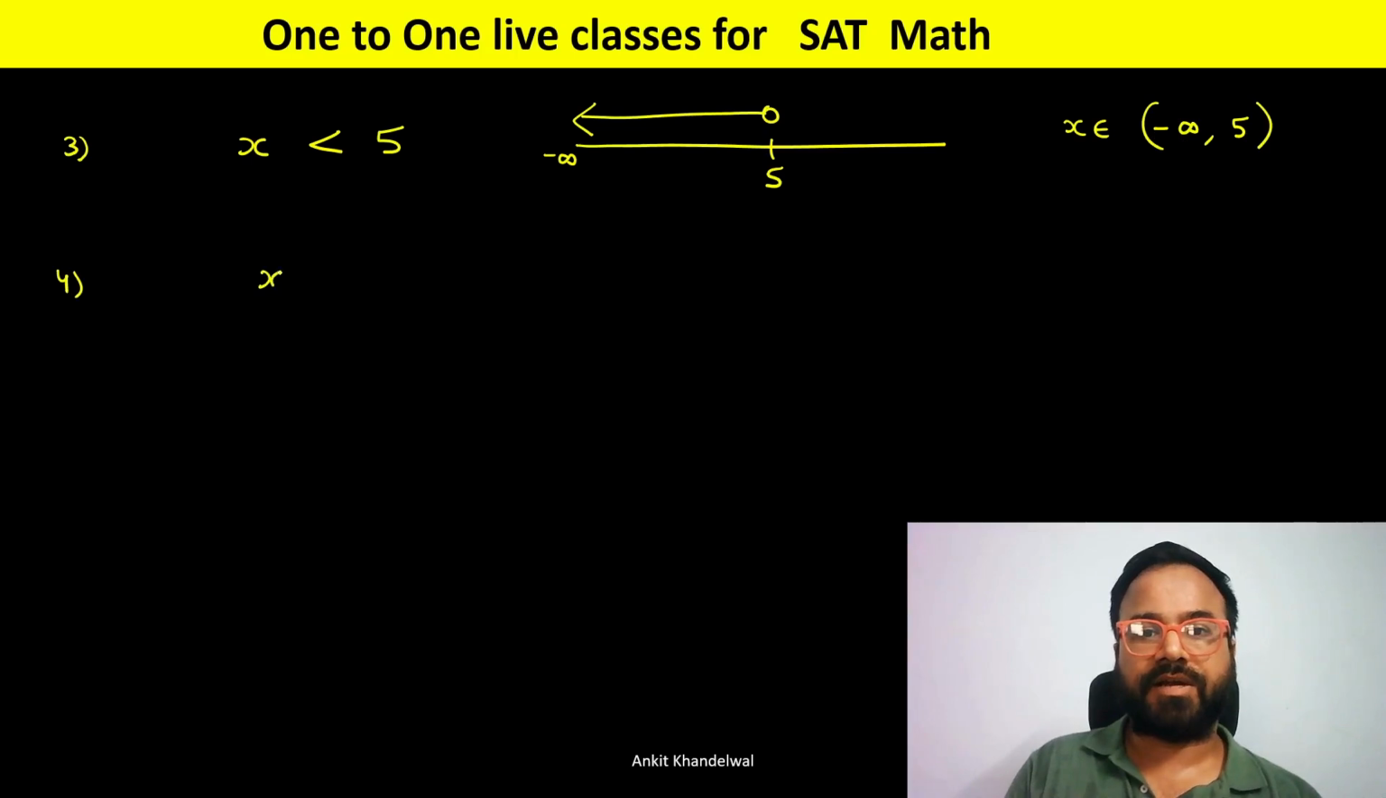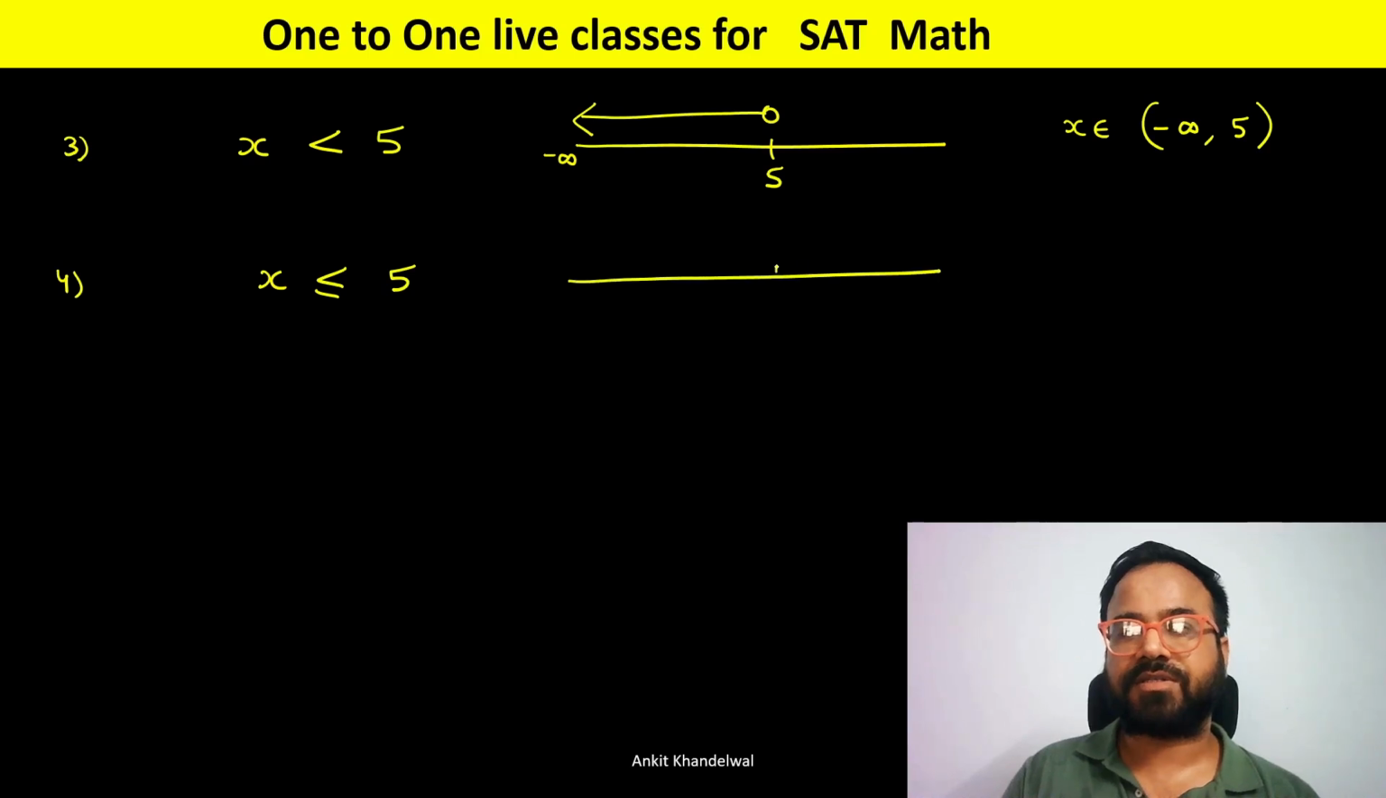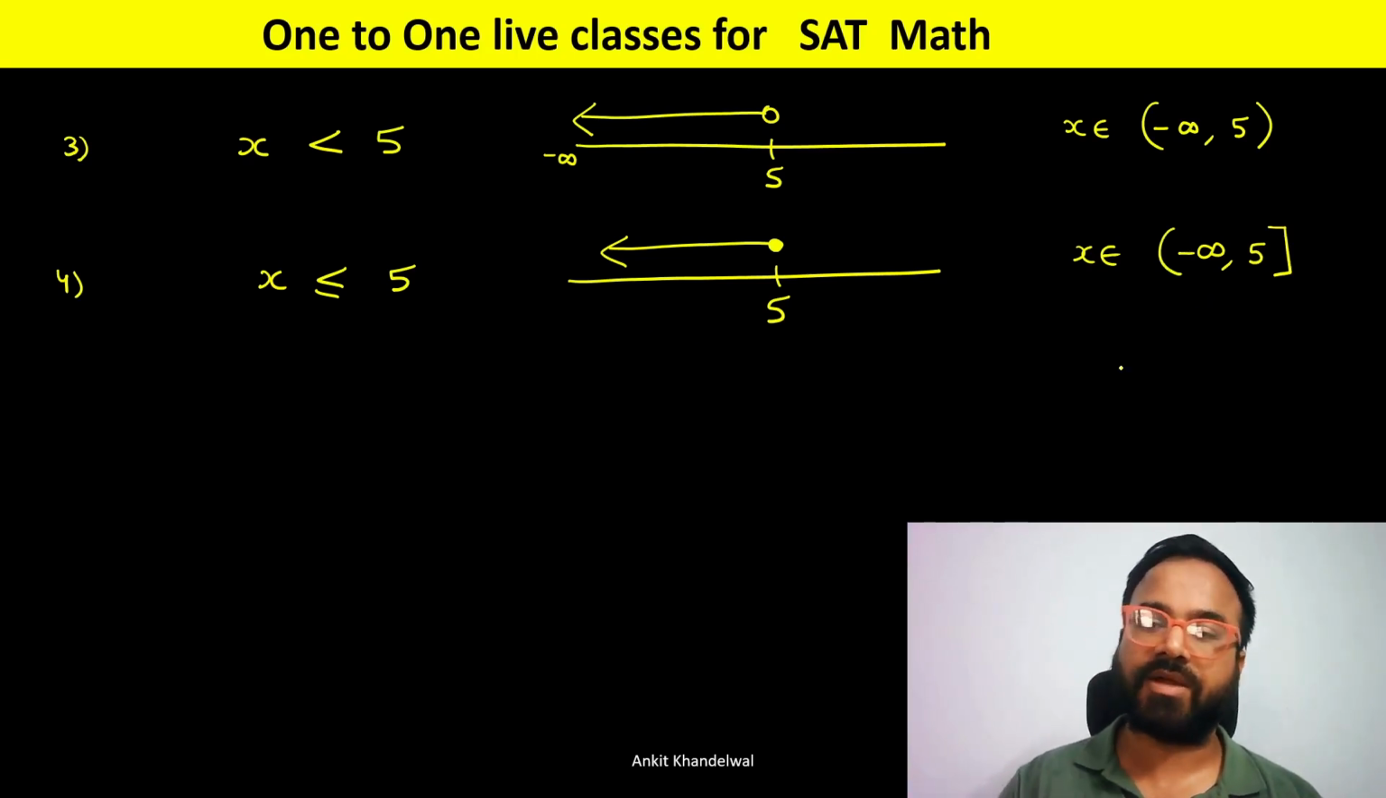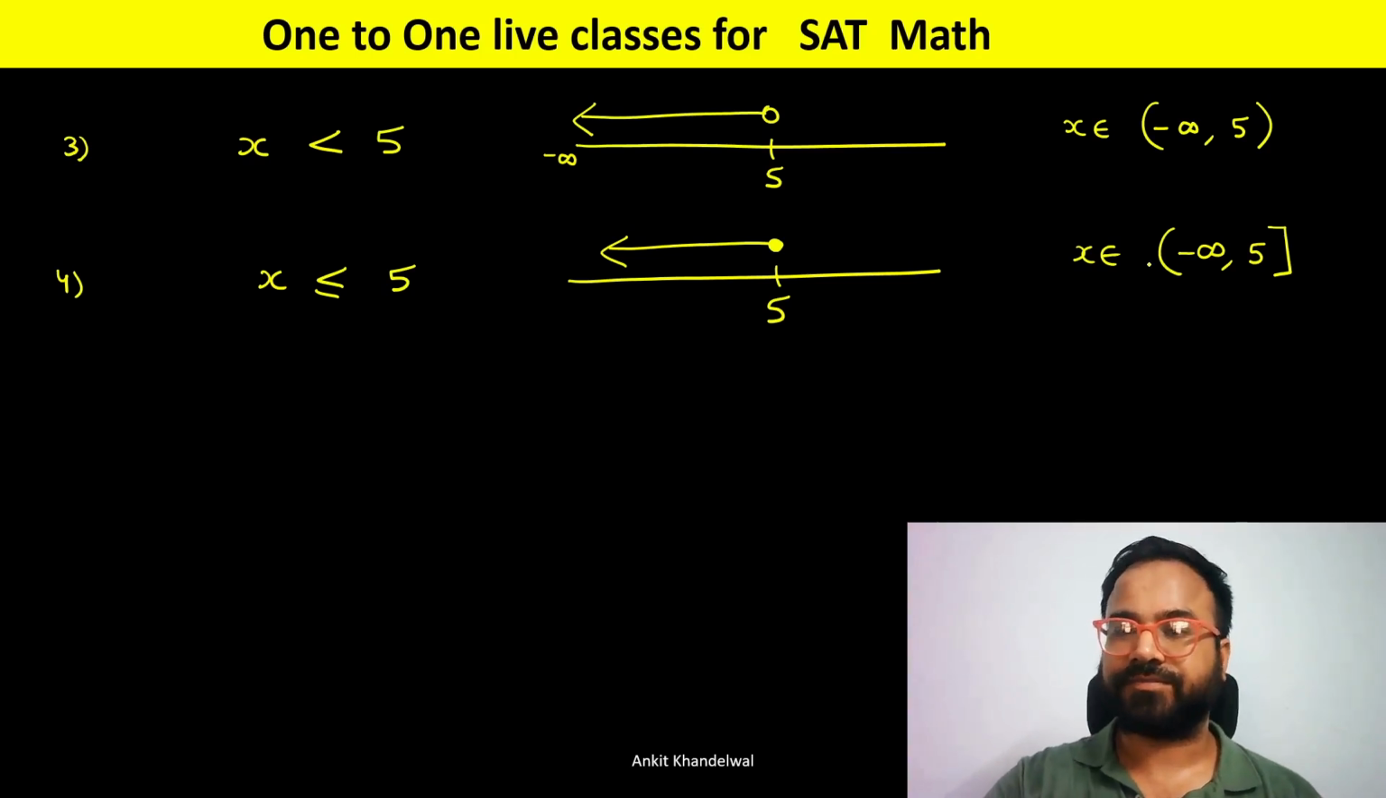On the other hand, if you are getting x is less than or equal to 5, the same thing will be there, 5 will be included, and on the left side, we will say x belongs to minus infinity comma 5. 5 is included, but on the minus infinity we will put an open bracket. That's how you can represent the solution of inequalities on the number line and in interval notation.